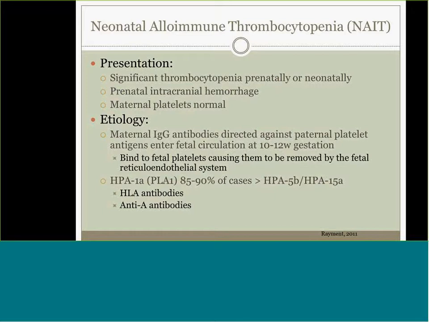When you can pin it down, it's maternal IgG antibody directed against paternal platelet antigens, and they may enter fetal circulation sometime between 10 and 12 weeks gestation. They bind to the fetal platelets, causing them to be removed by the fetal reticuloendothelial system. And you are going to find an antiplatelet antibody in the Caucasian population.